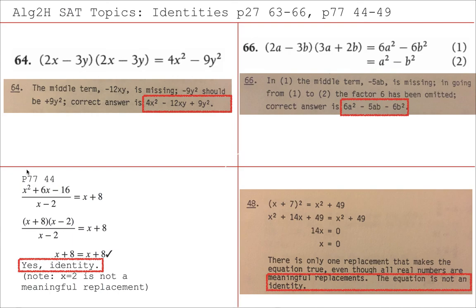Here for problem number 44 on page 77, you can see that the numerator factors and then the x minus 2 cancels, and so you're left with x plus 8. Yes, it is an identity.